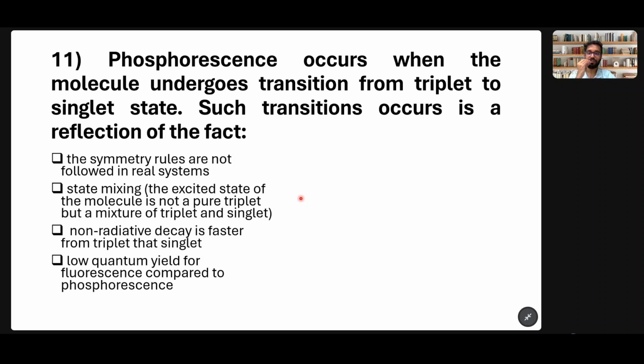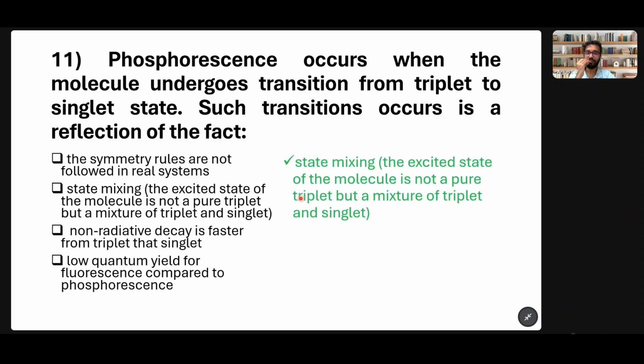Out of these, for phosphorescence, the only option that yields is option B, which is state mixing. So the excited state is not a pure triplet but a mixture of triplet and singlet states. That's why phosphorescence happens when the singlet state to a triplet state transition happens.